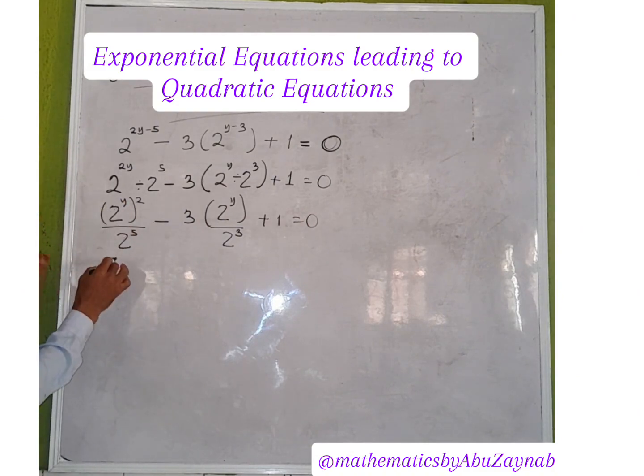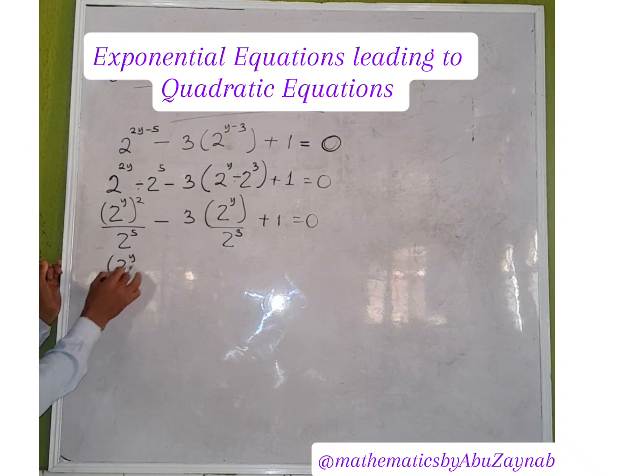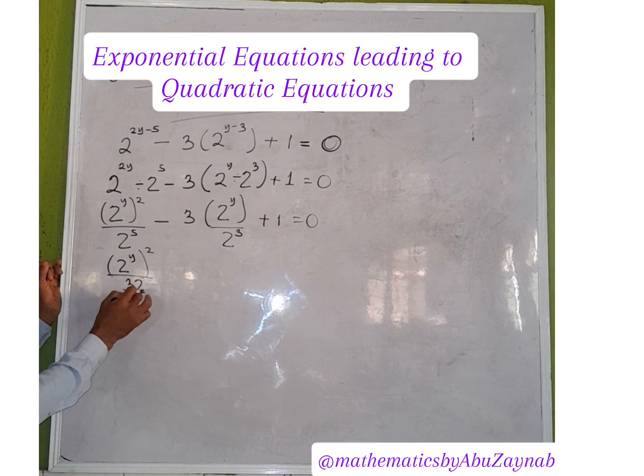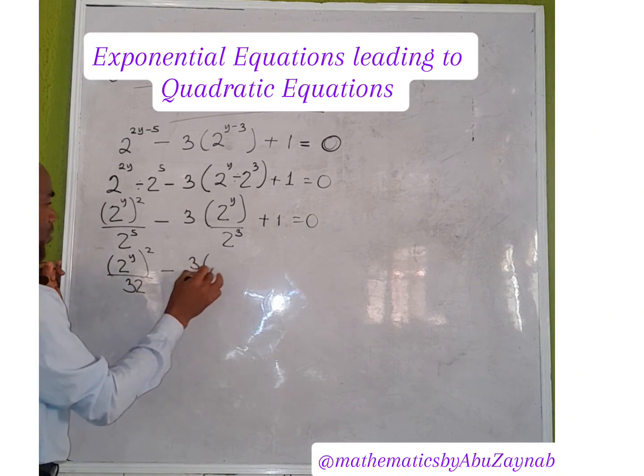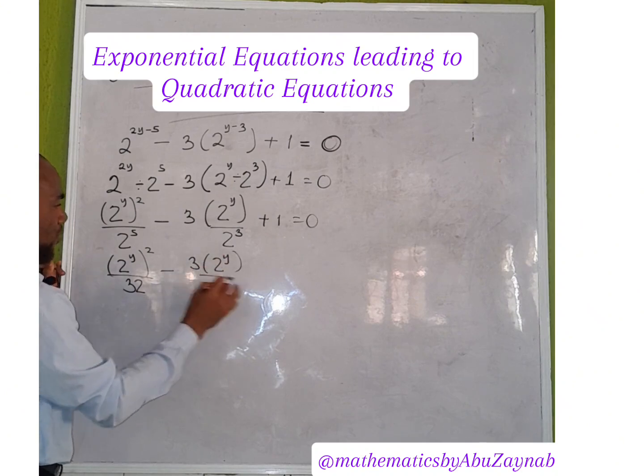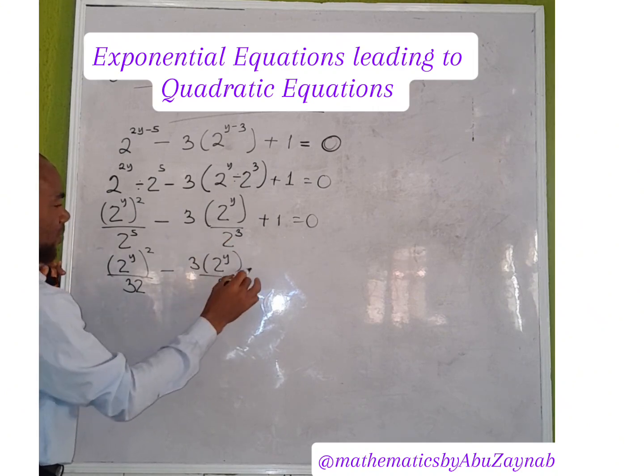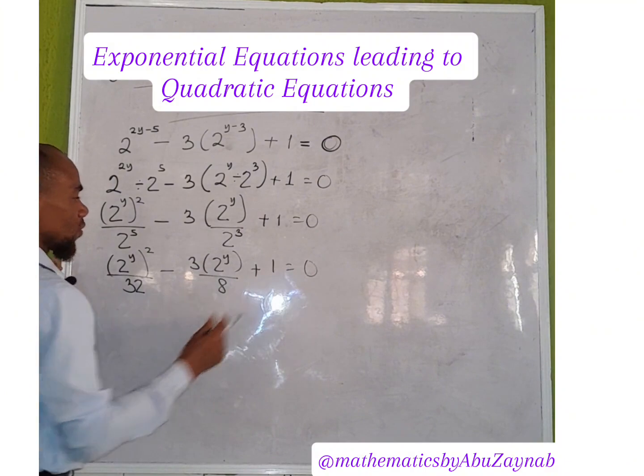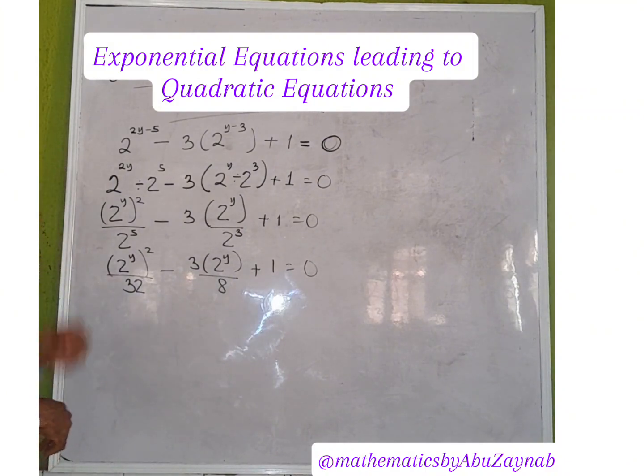So here we have 2 to the power of y all squared over 2 power 5, which is 32, minus 3 times 2 to the power of y over 2 power 3, which is 8, plus 1 equals 0. At this juncture, we can linearize by multiplying through by the LCM of the denominators. The LCM of the denominators, that's 32 and 8, is 32.